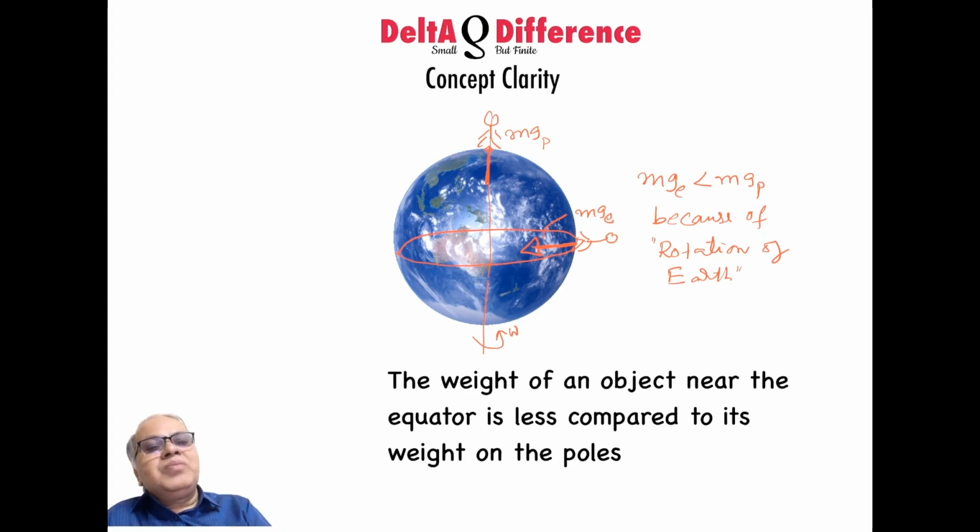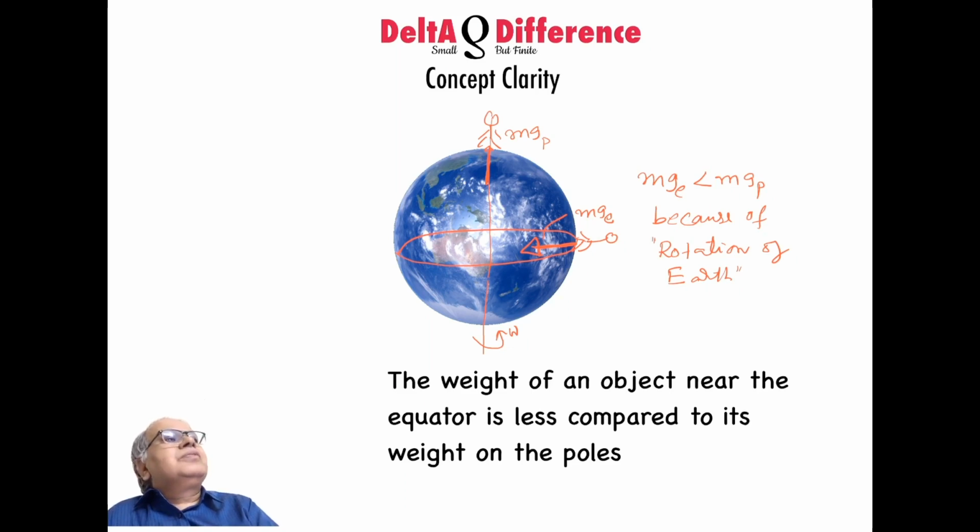Because g is GM by r square, and r is the same here and there, supposing it is a perfect sphere. The reason they say g is decreasing here is because of rotation, not because of r anyway. So neither capital M, that is the mass of the earth, is changing, nor the distance is changing, but still g is changing. And once again, some kind of explanations are offered, which are half correct and half wrong.